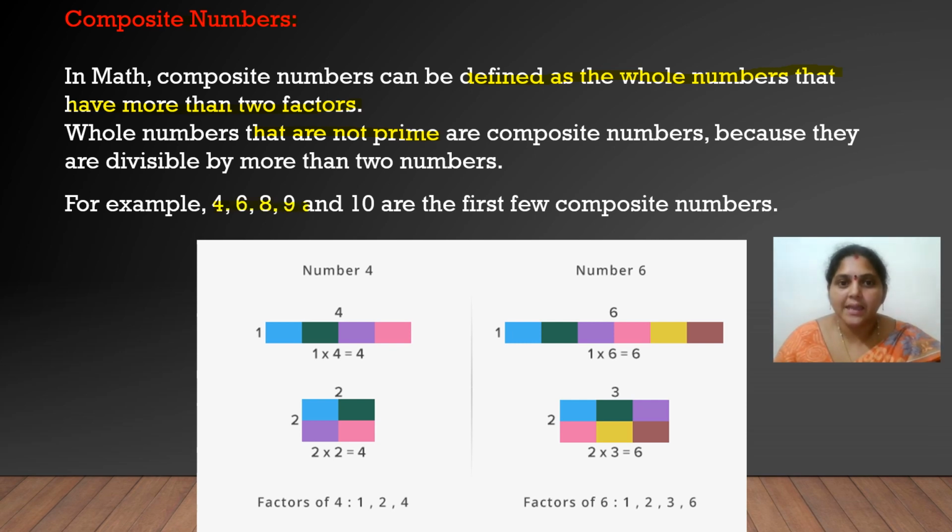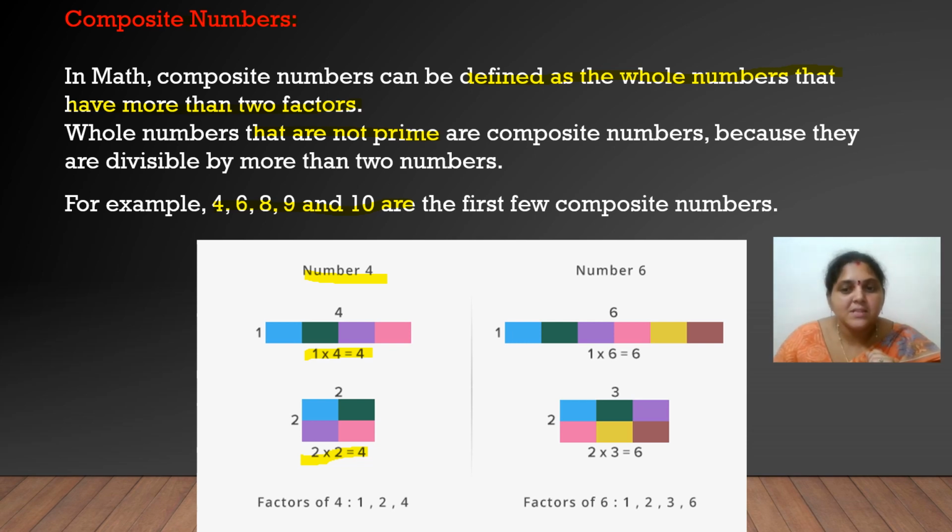4, 6, 8, 9 and 10 are my first few composite numbers. For example, I have taken my number 4. If you see the number 4 here, we can place it in different ways. 1 into 4 is equal to 4 if we place our blocks straight. If we place our boxes in a square, 2 into 2 is equal to 4. If you write column wise, 4 into 1 is equal to 4.